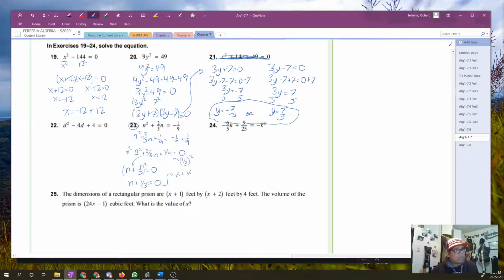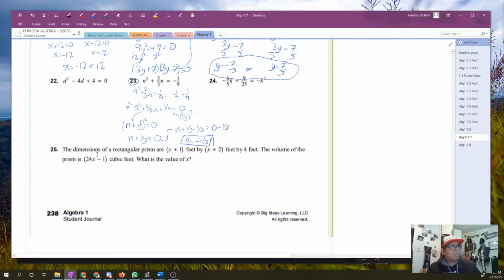n plus 1/3 minus 1/3 equals 0 minus 1/3, and so n equals negative 1/3. Okay, there is only one factor here. It's a double root, so you're done. That's it.